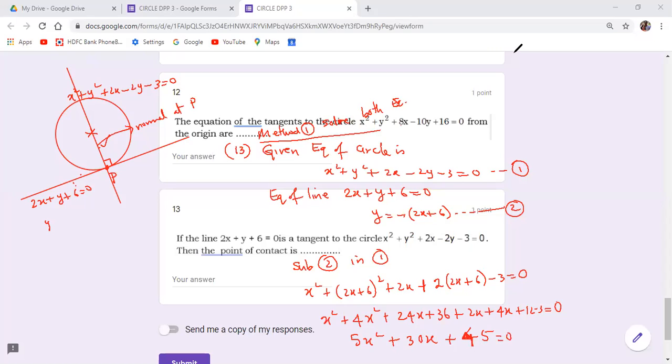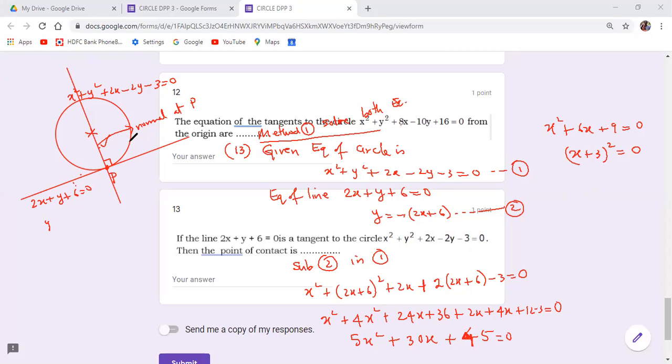Is it okay? Now divide by 5. x square plus 6x plus 9. I told you, always you will get a quadratic equation with the equal roots. It is nothing but x plus 3 the whole square. You will always get this. Can you tell me why? Why am I not getting two different roots here? Can anybody tell me?